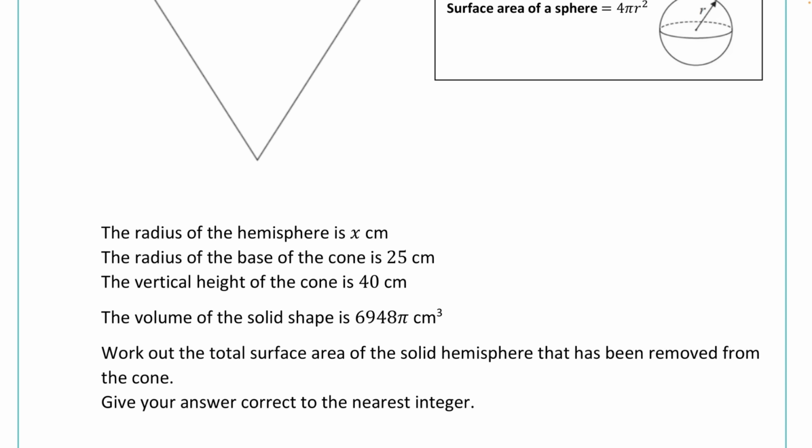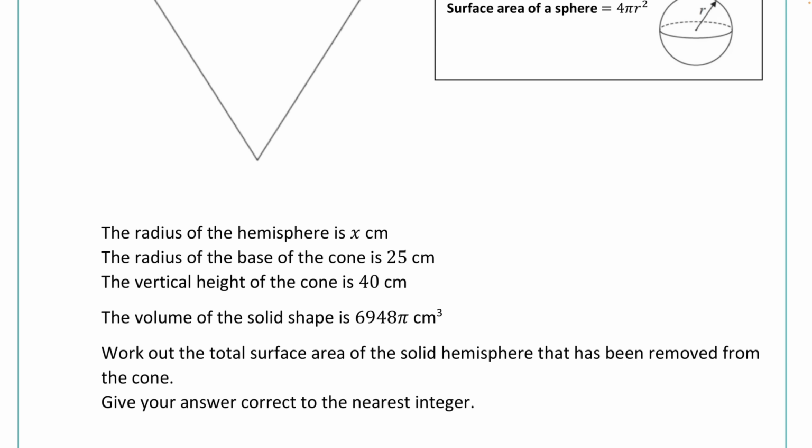It says the radius of the hemisphere is x centimetres, the radius of the base of the cone is 25 centimetres, and the vertical height of the cone is 40 centimetres. It says the volume of the solid shape is 6,948 pi centimetres cubed. Work out the total surface area of the solid hemisphere that has been removed from the cone and give your answer to the nearest integer.